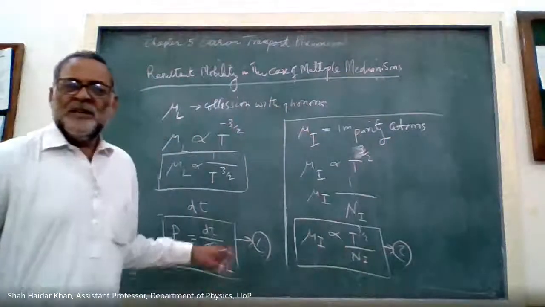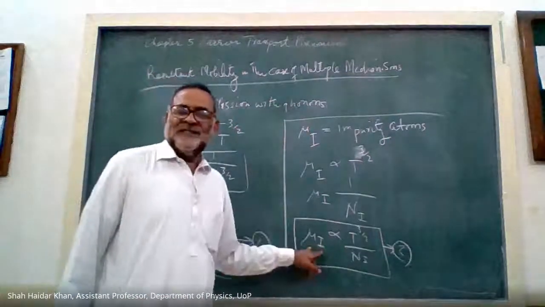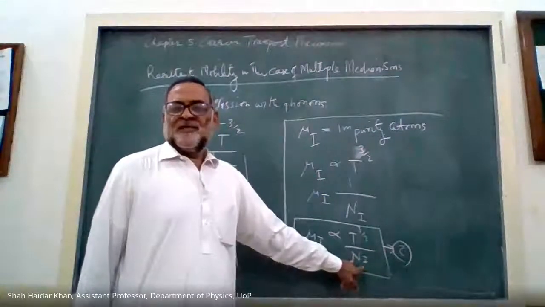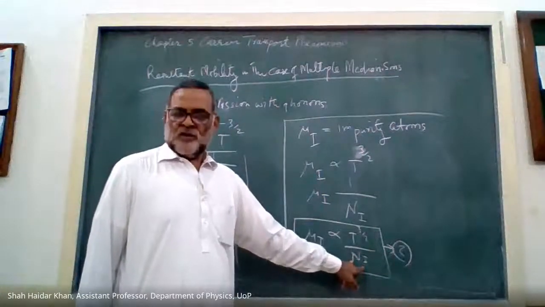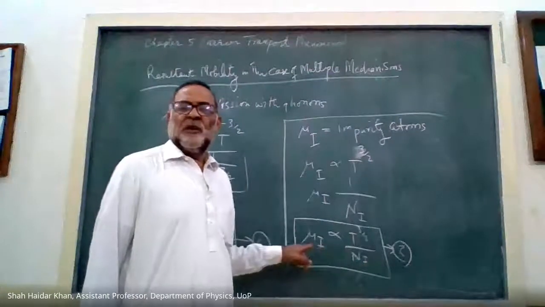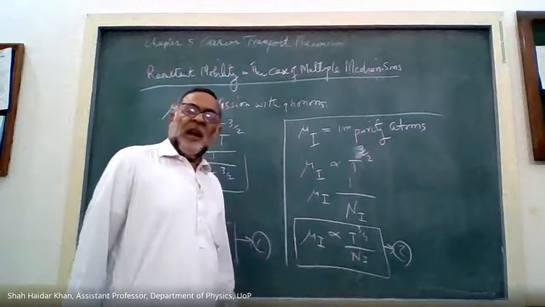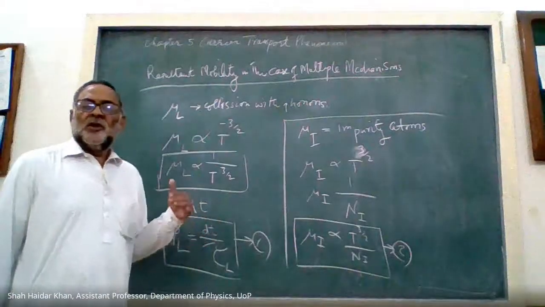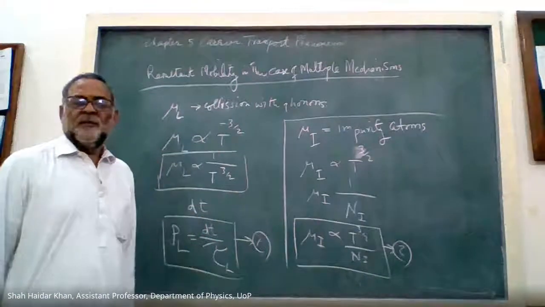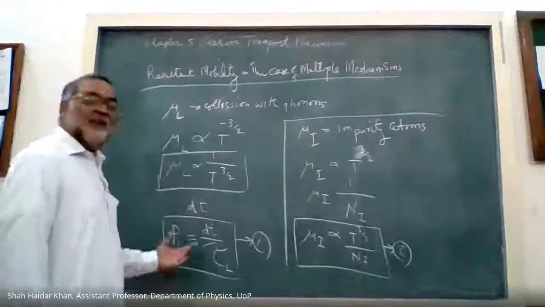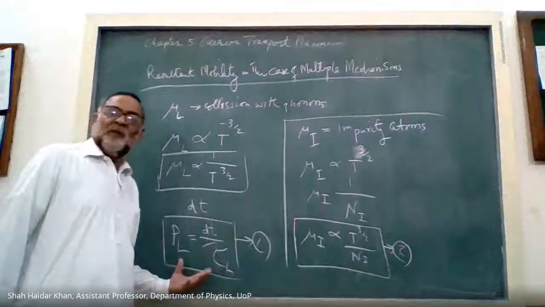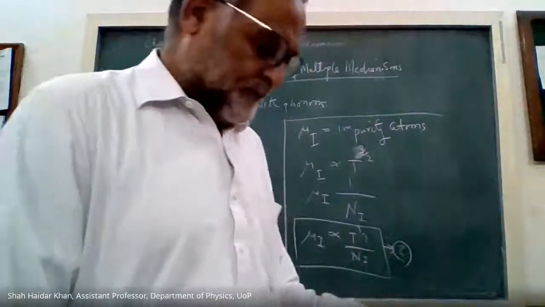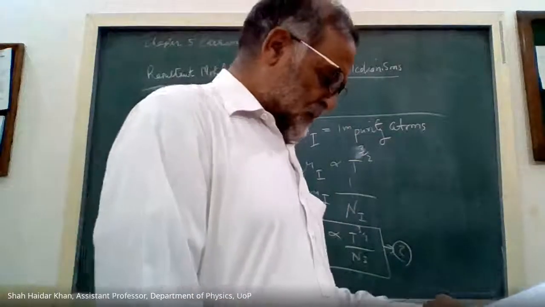So we have now two proportionalities. The mobility because of impurity will follow this equation. Because of impurities, the change in mobility that occurs should follow this equation. And because of thermal vibrations present, because of collision with phonons, the mobility should follow this relationship.